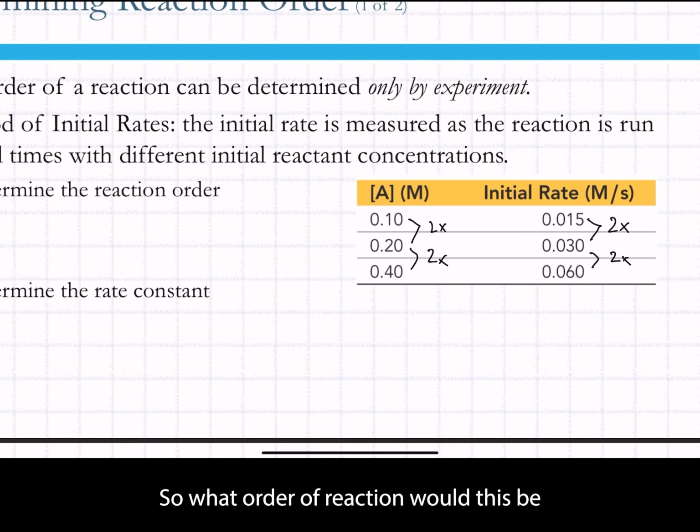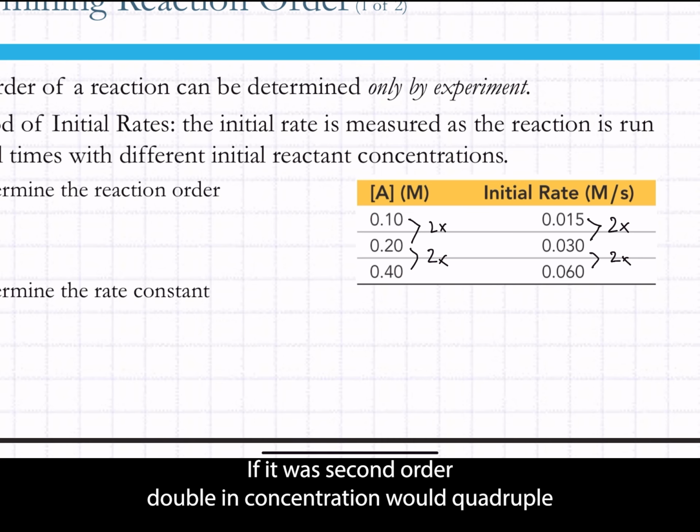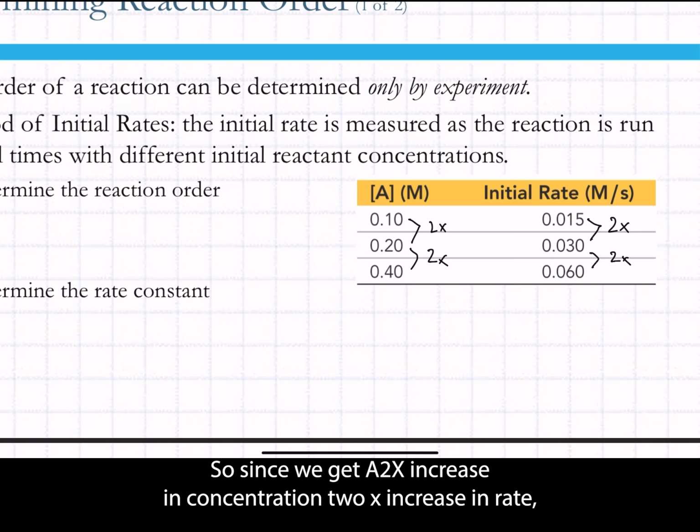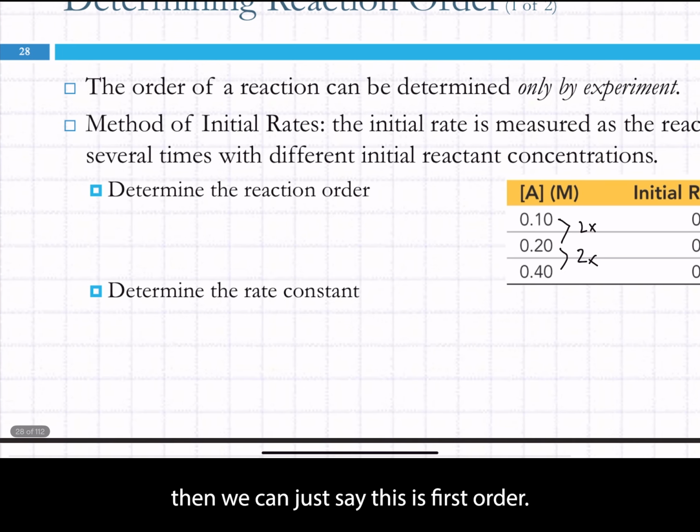So what order of reaction would this be? First order. If it was zero order, rate wouldn't change. If it was second order, doubling concentration would quadruple the reaction rate. So since we get a 2x increase in concentration and a 2x increase in rate, we can just say this is first order.